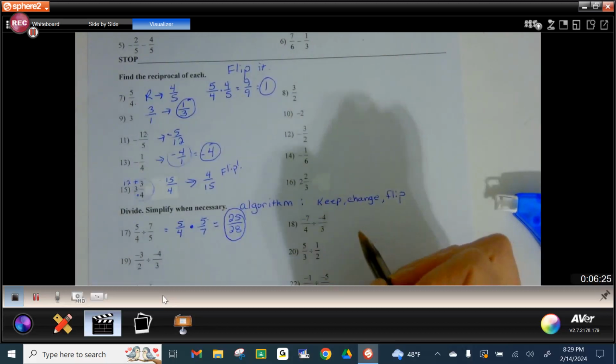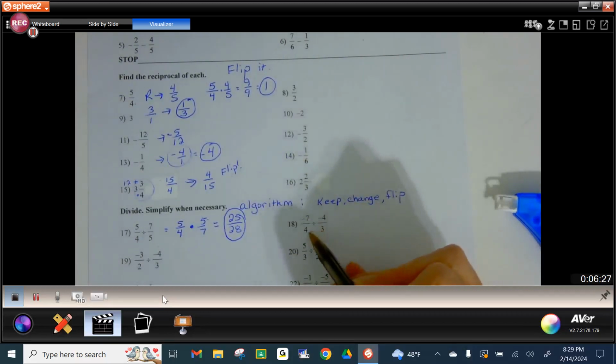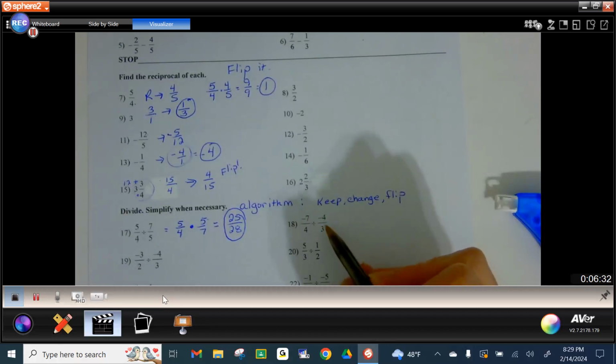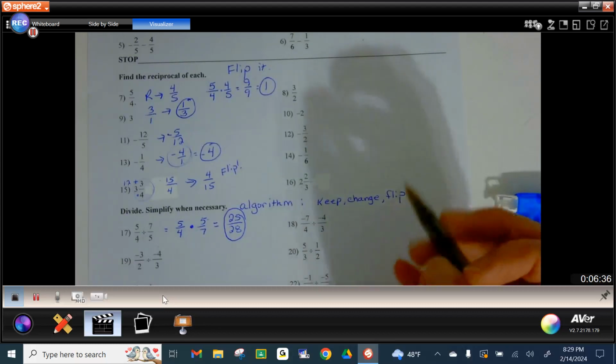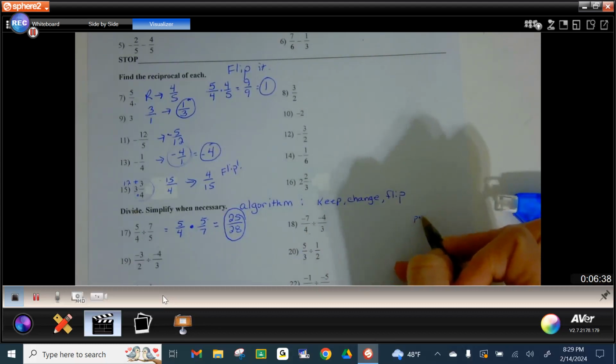So you're going to do the same thing with 18 now. You're going to keep the first fraction, change that to multiply, and then flip that. And watch your signs. You have a negative fraction times a negative fraction, so your answer better be positive.